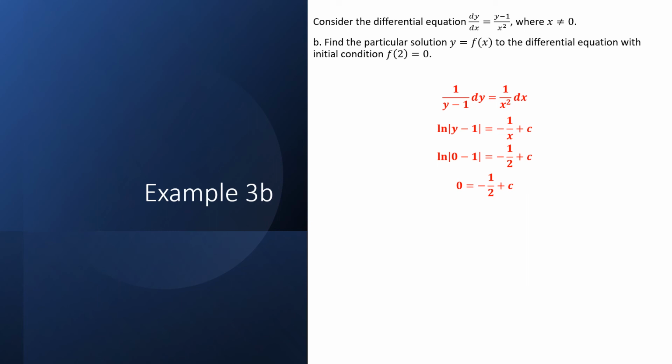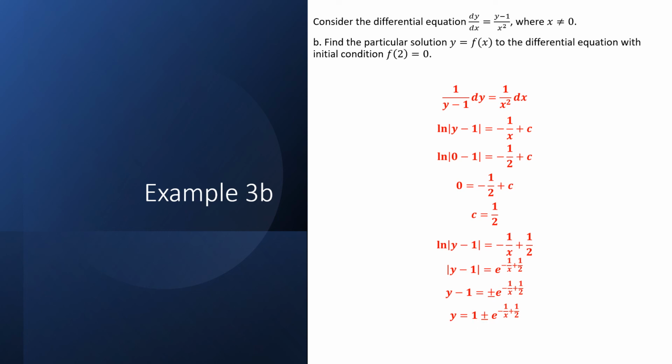Since the left-hand side is absolute value, that's still the same thing as ln of 1, which is 0. And then I'll solve that out a little bit more to get c equals 1/2. So plugging that back into my equation, I get ln of absolute value of y minus 1 equals negative 1 over x plus 1/2. I'm going to e both sides. Then I'm going to get rid of my absolute value by placing the plus or minus in front. And then I'm going to add my 1.